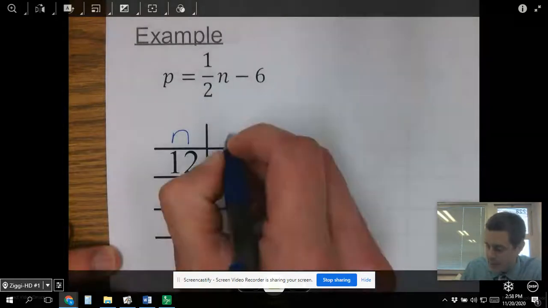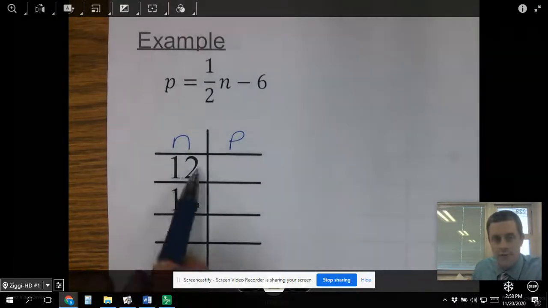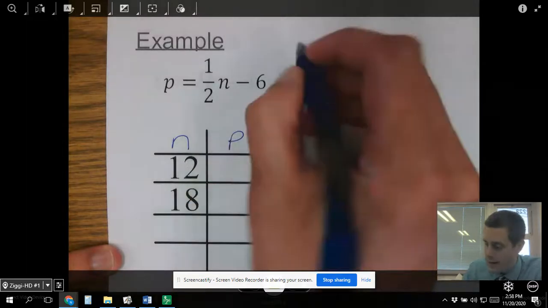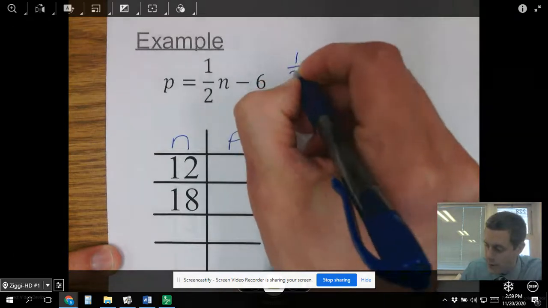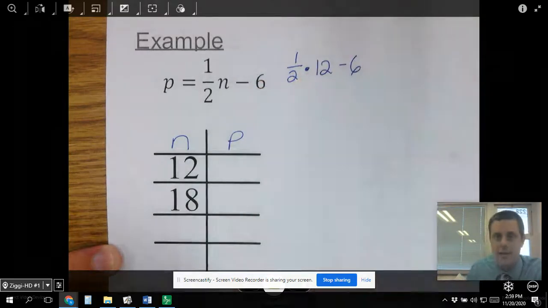P is by itself. P is the outcome. P gets labeled over our second column. Our first input value we have is a 12. So I'm going to take 12 and plug it into n. Remember, the 1/2 touching n means it is being multiplied. So instead of 1/2 times n, I'm going to do 1/2 times 12 minus 6.